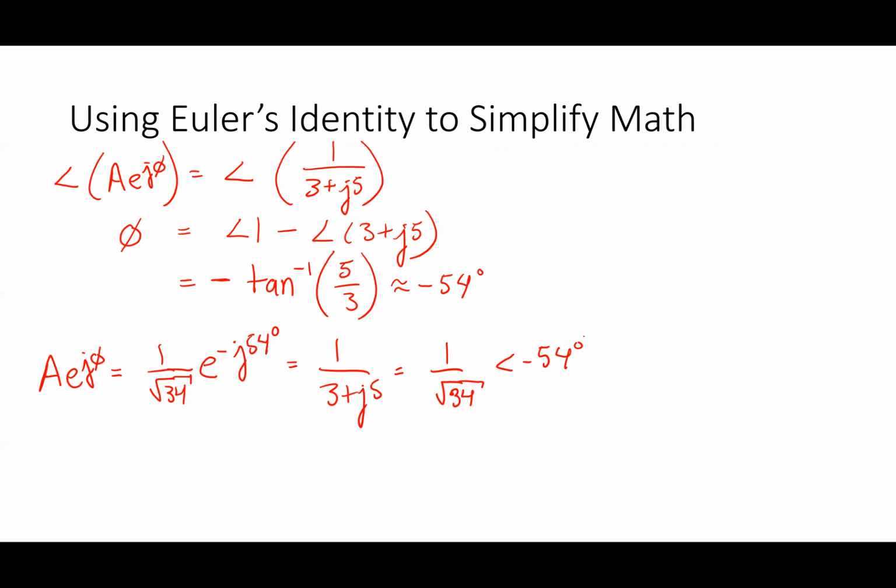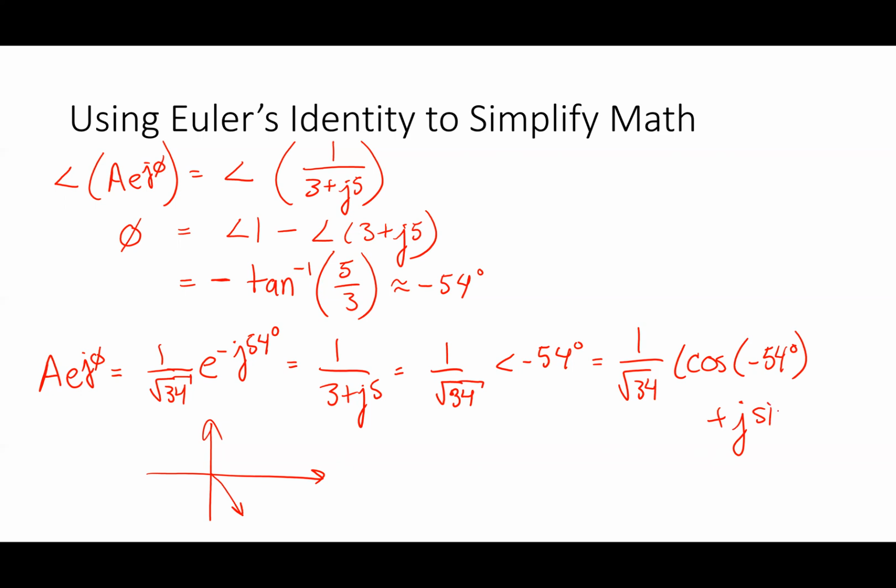We're going to put that on the XY coordinates. Because it has an angle of negative 54 degrees, anything between 0 and negative 90 is going to be down in the fourth quadrant. I assume that's going to be 3 and negative 5, whatever. So if I wanted to get the real and imaginary parts, how would I do that? I'd say 1 over the square root of 34 times cosine of negative 54 degrees plus j times sine of negative 54 degrees.